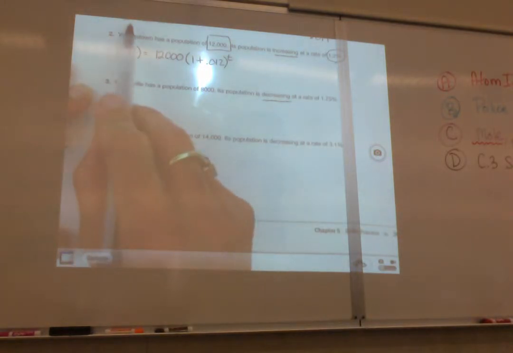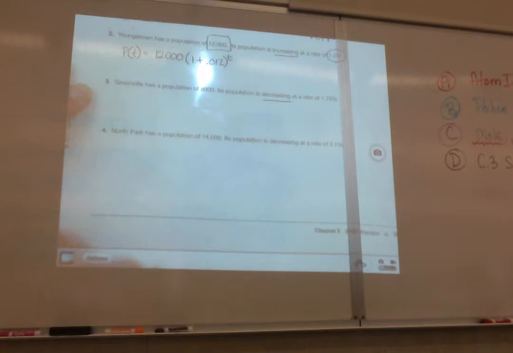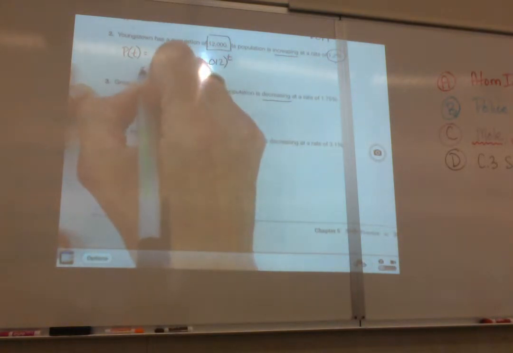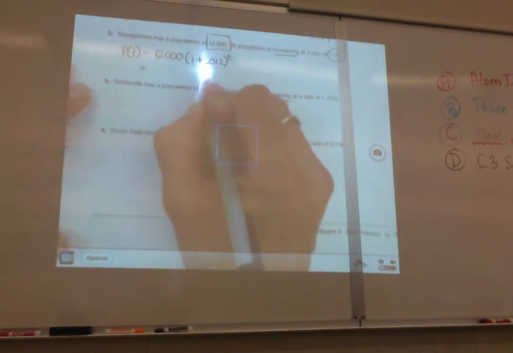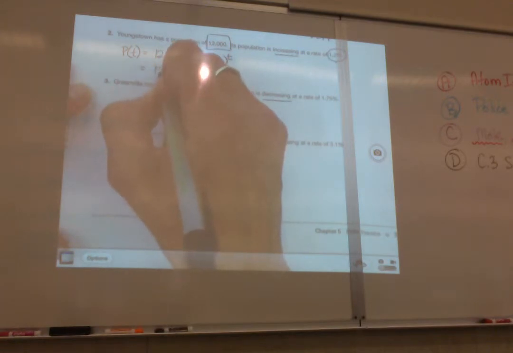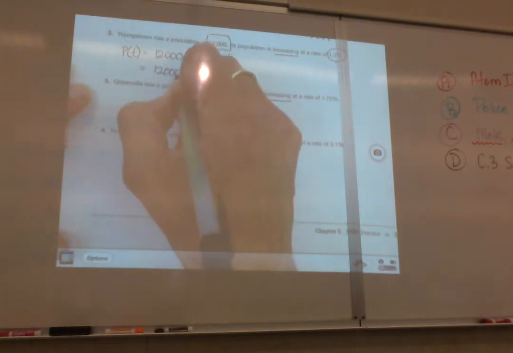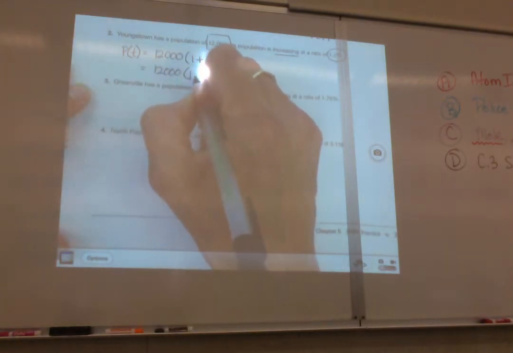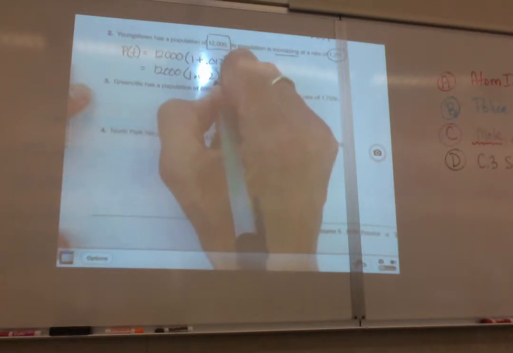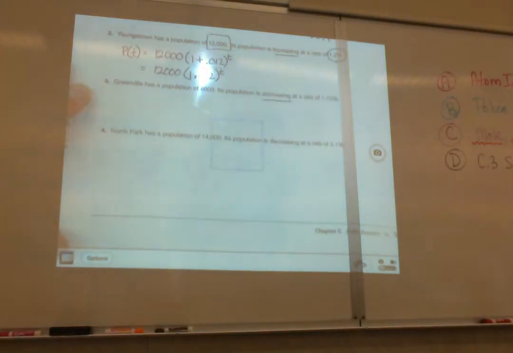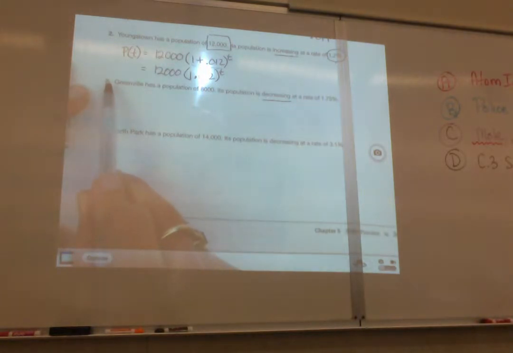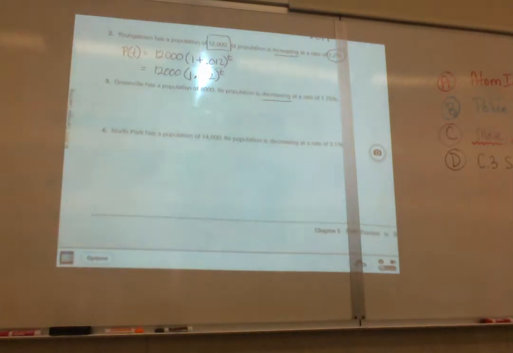They take this one more step up here in our sample problem and simplify the addition of 1 plus R: 12,000 times 1.012 raised to a T. Okay, at your tables, please do 3 and 4. Write some formulas for Greenville and North Park.